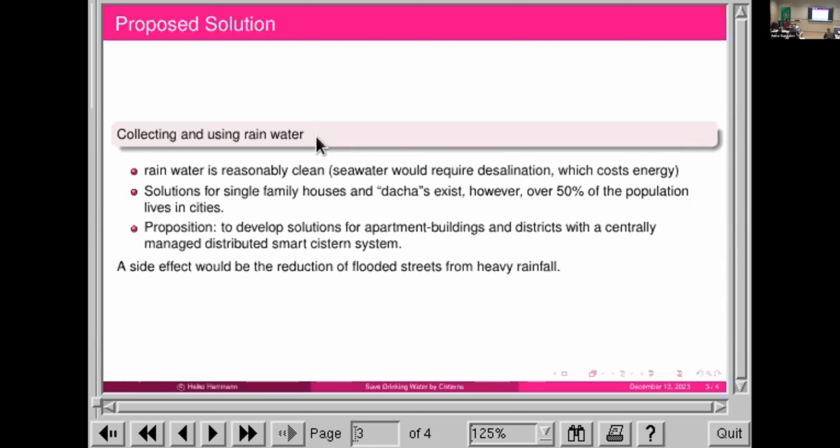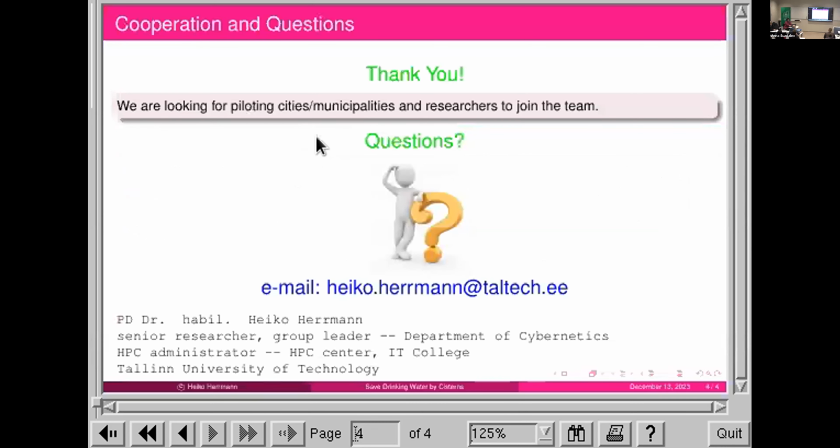Another side effect of that solution is something we've all experienced. After heavy rainfall, a lot of the streets are flooded and water comes out of the canalization. Since a large amount of the water would be caught by the cisterns, that would reduce that problem as a side effect. So to conclude, thank you for giving me the possibility to present the idea. We are looking for piloting cities, municipalities, researchers, and also companies to join the team. Thank you again, and do you have questions?